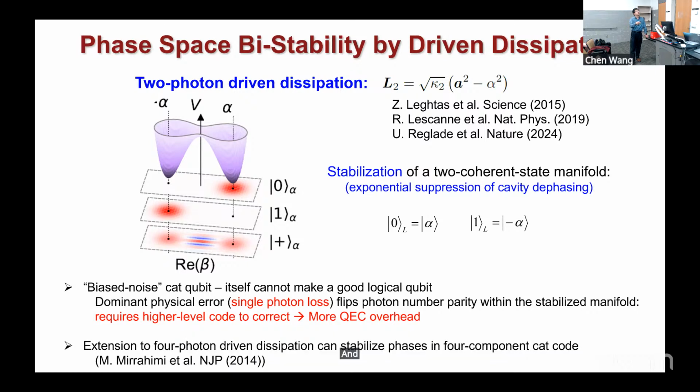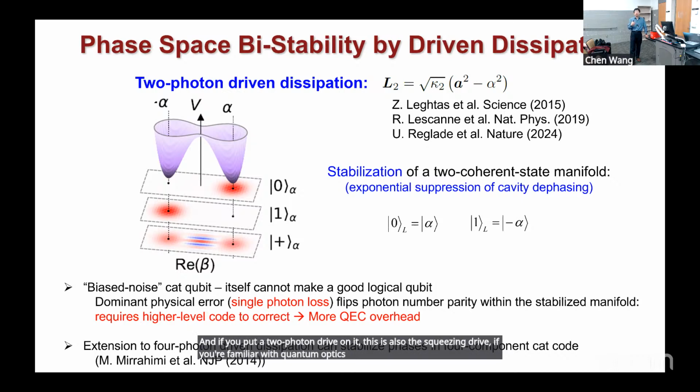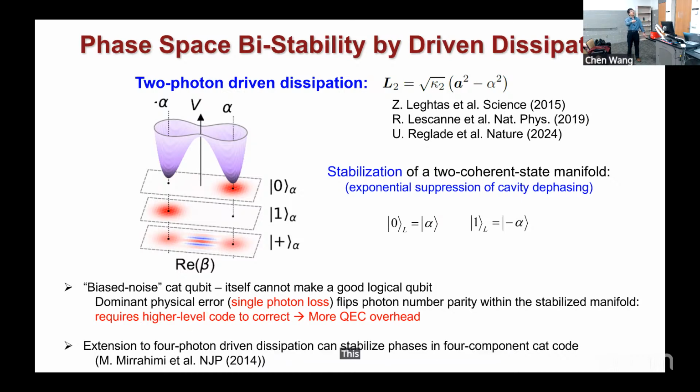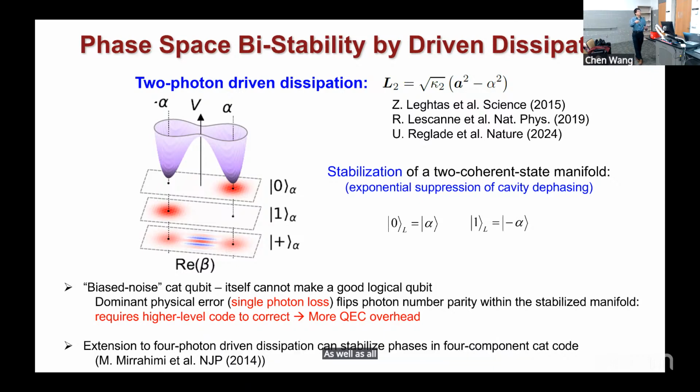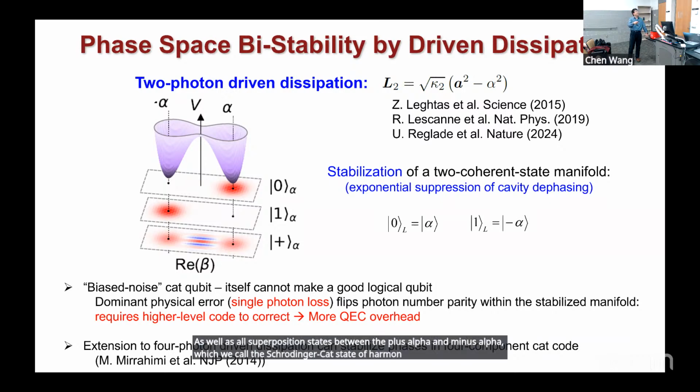And if you put a two-photon drive on it, this is also the squeezing drive, if you're familiar with quantum optics. This is the effective dissipation operator that will allow your quantum oscillator to live at the coherent states of plus alpha or minus alpha, as represented here as a blob on the real positive side as well as the real negative side. Both of these coherent states will be steady states under this dissipation operator, as well as all superposition states between plus alpha and minus alpha, which we call the Schrodinger cat states of a harmonic oscillator. This cat state manifold would all be stable under this dissipation.